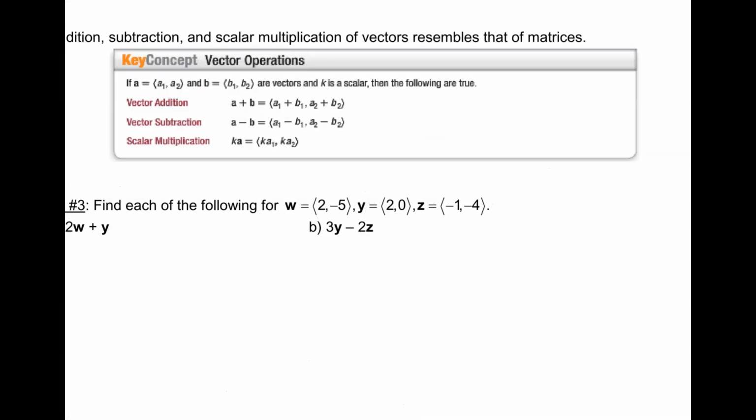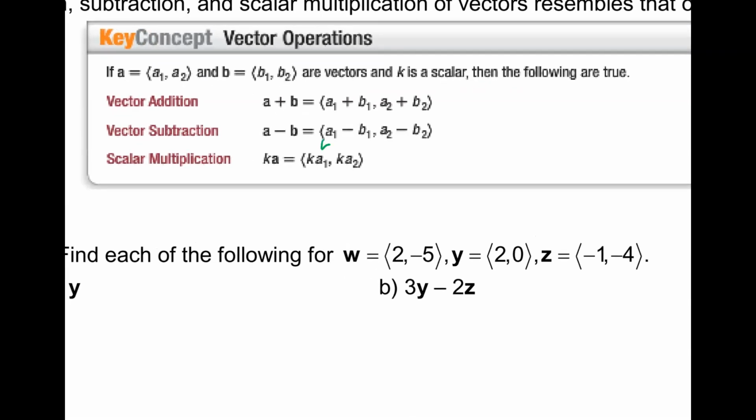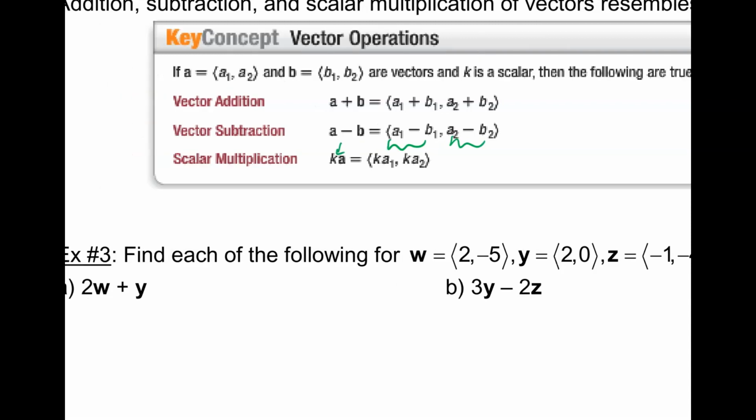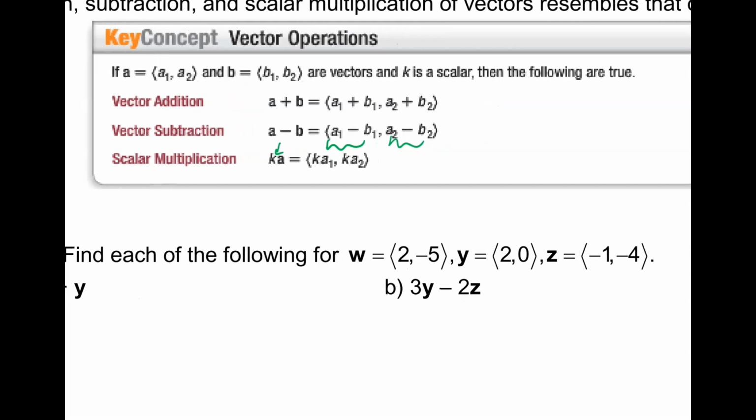So, addition, subtraction, and scalar multiplication of vectors resemble that of matrices. So, you can add vectors together. You just add their x's and you add their y's. You can subtract two vectors, but you have to subtract corresponding parts, right? Subtract the x from the x and the y from the y. And then scalar multiplication, all you have to do is multiply both the x and the y by whatever number this is. So, for example, find each of the following.